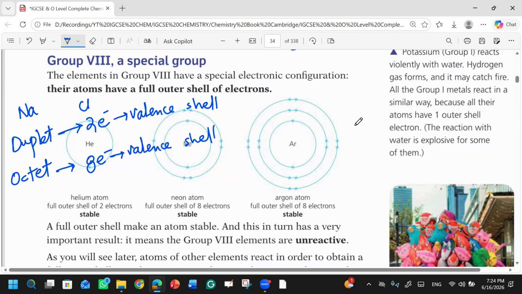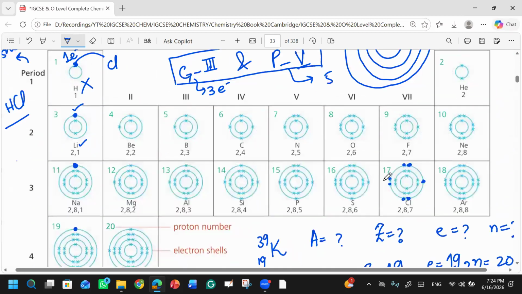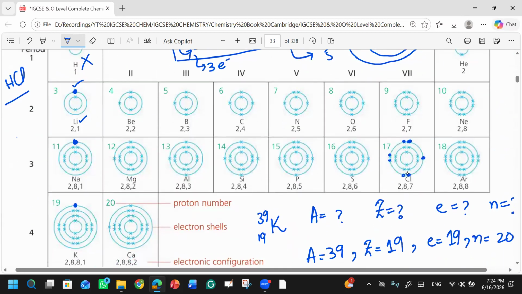If you see this sodium and this chlorine, what is the possibility? In the sodium there is 1 electron in the valence shell. In the chlorine there are 7 electrons in the valence shell. What is the possibility for chlorine? Would it like to gain 1 electron from sodium, or would it like to lose 7 electrons? For example, you have 99 rupees and you want 1 rupee to make it 100. What will you do? Will you give 99 to me, or will you take 1 rupee from me?